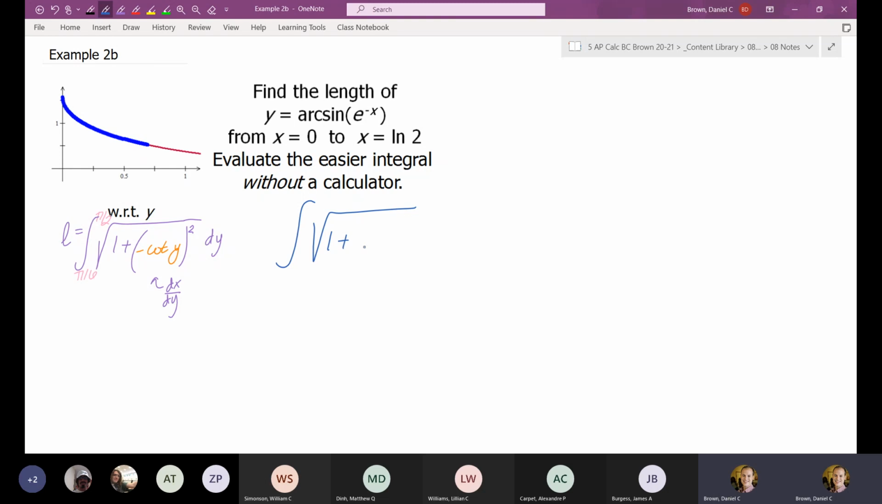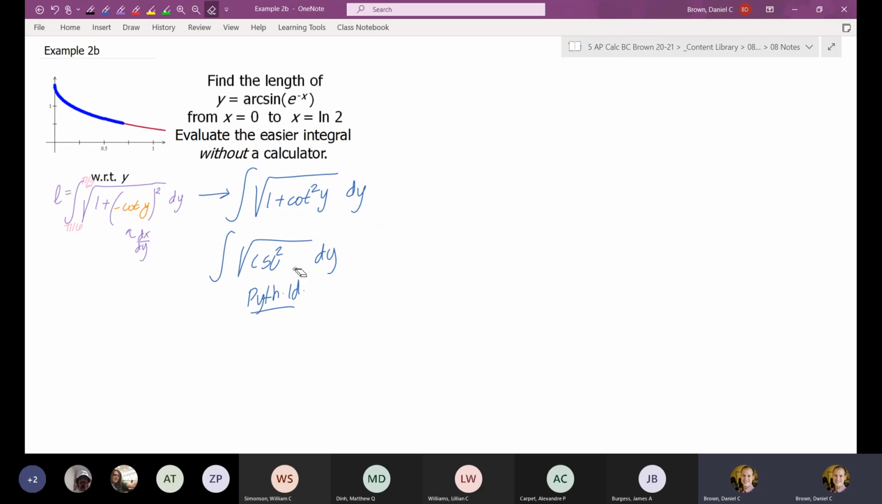So we have 1 plus, this becomes cotangent squared of y, with respect to dy. Still can't do u sub, because if u was 1 plus cotangent squared, there's nothing on the outside of it. But does anyone notice if something can be done with that? 1 plus cotangent squared y can be turned into, I think, cosecant? Cosecant squared, yeah. So that's coming from your Pythagorean identity. 1 plus cotangent squared is not x, though. Let me be better about that. Y.